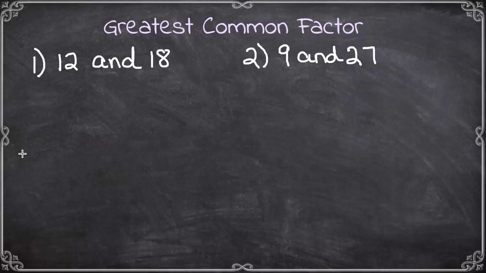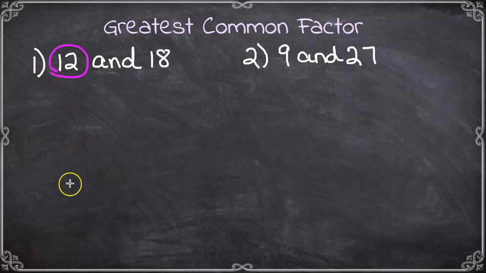Factors are numbers that will divide into another number without a remainder. In other words, look at the 12 here. 12 has factors of 1, 2, 3, 4, 6, and 12. All of those numbers will divide into 12 without a remainder. Let's talk about how we find the factors of a number, and then we'll talk about how to find the greatest common factor.